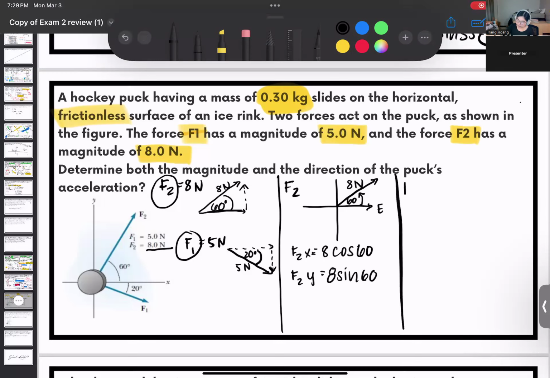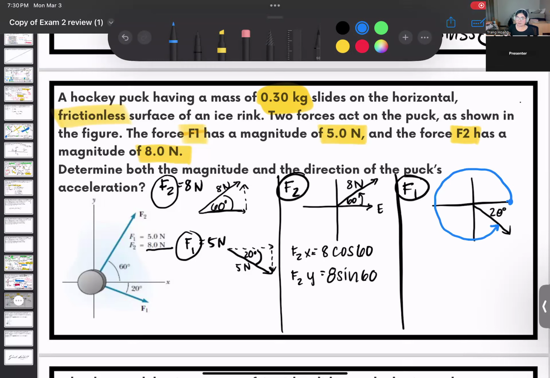Same thing, I want you to do the same thing for F1. Now this one's a little bit more complicated. It's not from the east. We have to make it from the east, right? They're telling us that this is the angle it's at, 20 degrees. Does this look from the east to you? No. You need to take it from the east, which means you start here, drag your pencil until it runs into this line, and stop.